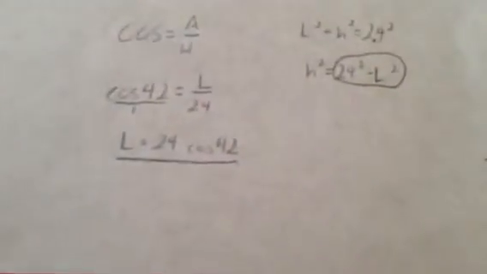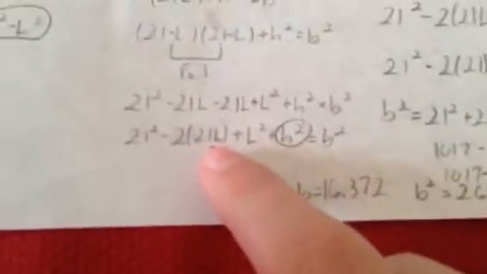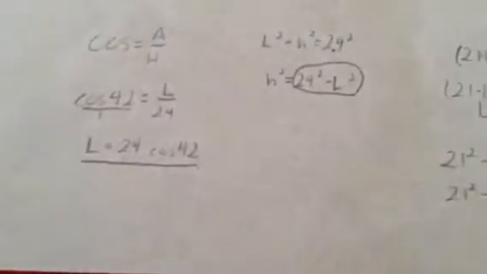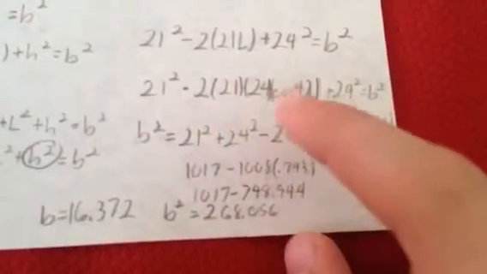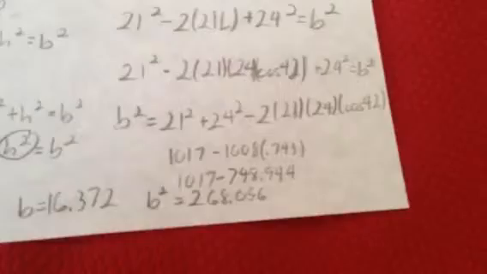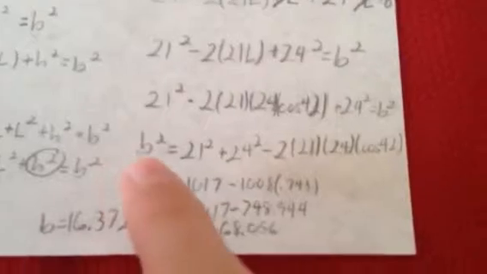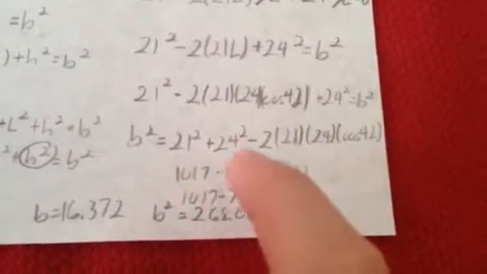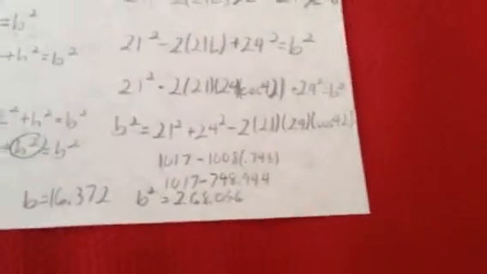And now as you could also see that we've also found the value for L. So that means for this value of L, because this L is already gone, we can also put in the value for this, which is 24 times cosine of 42. So when we reach over here, it's 21 squared minus 21 times 24 times cosine of 42 plus 24 squared equals B squared. And now, this looks a lot like what we've already learned, like with the law of cosines, and all we have to do is reorder it. So we get B squared equals 21 squared plus 24 squared minus 21 times 24 times the cosine of 42.